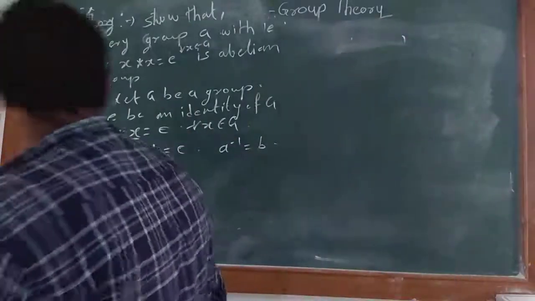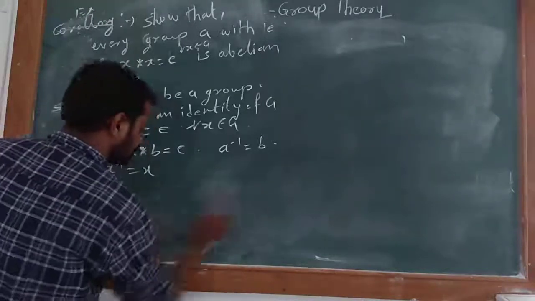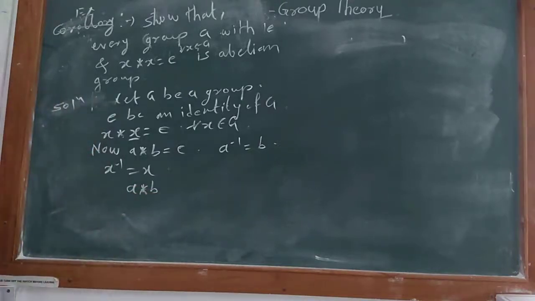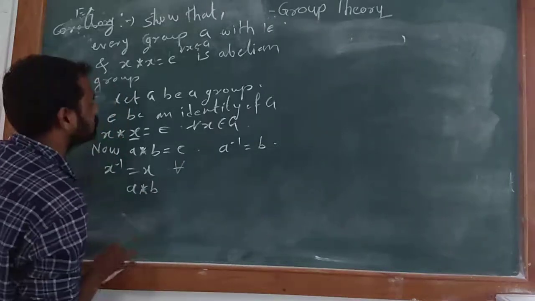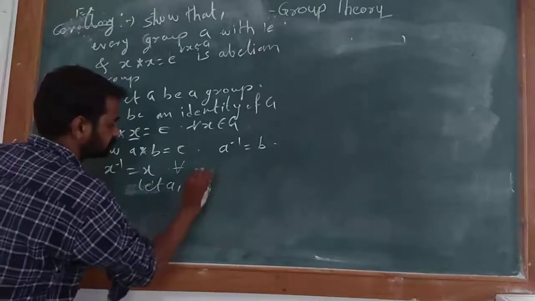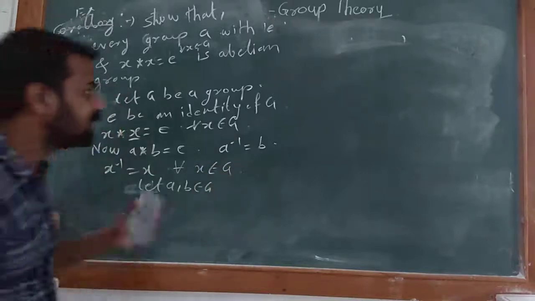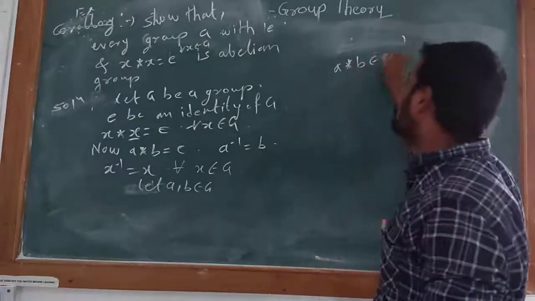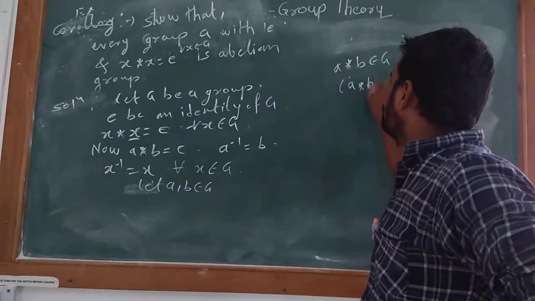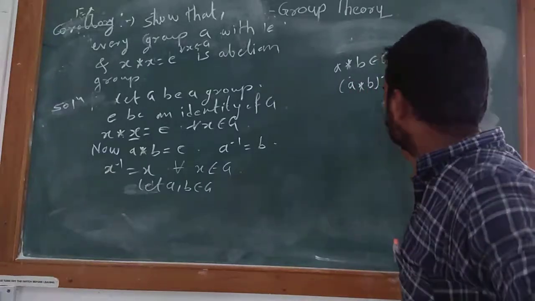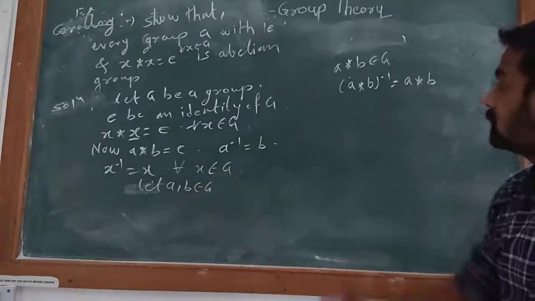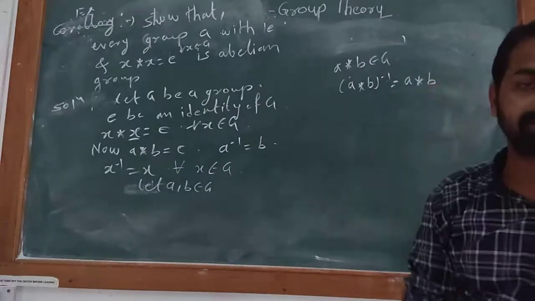Now, A star B is also an element of G. If A comma B belongs to G and G is a group, so A star B is also belongs to G. Therefore, A star B satisfying this condition, A star B inverse is equal to A star B, because here x inverse is equal to x for all x belongs to G.